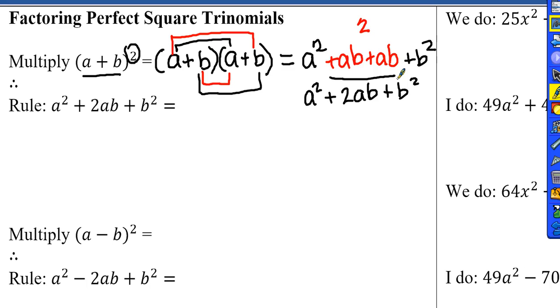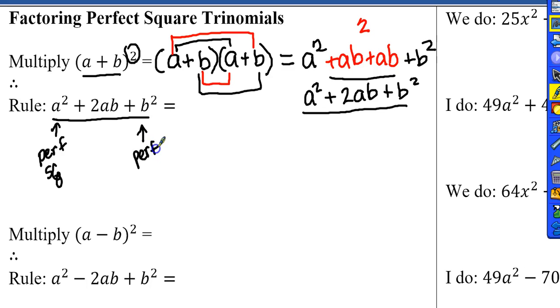The 2ab is really important when you're recognizing that this is a perfect square trinomial. So the rule says this. Notice it says the same exact thing that this says. So if I'm asked to factor this, then I can quickly recognize that this is a perfect square, and this is a perfect square on each end.